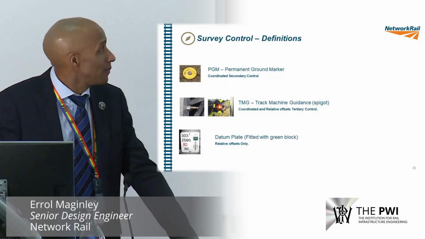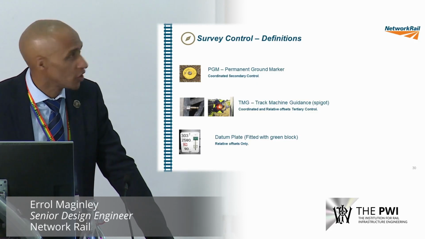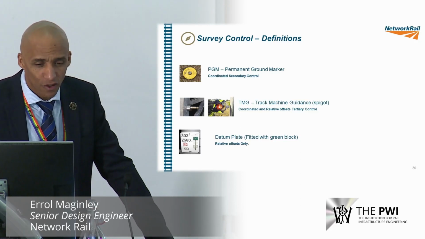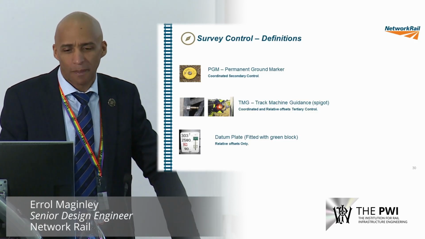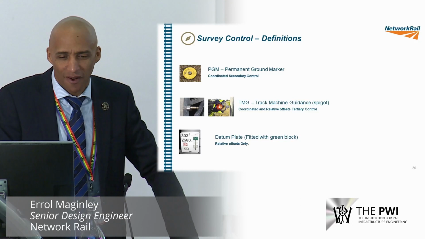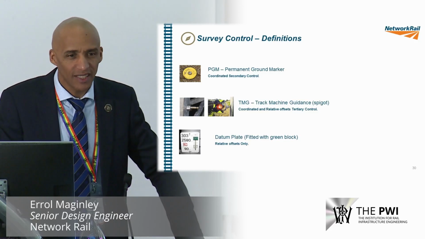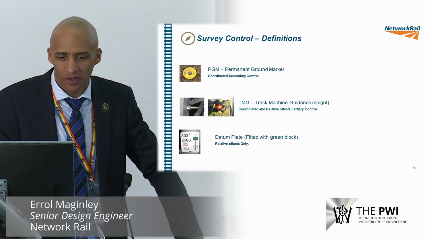Again, for those who are maybe new to the industry, I thought I'd put a slide up to describe some of the terminology for survey control. So we've got PGMs, which are permanent ground markers. You might see these in the concrete base of the signals. These are our secondary control, which are coordinated, so there's an X, Y, and Z coordinate to them.